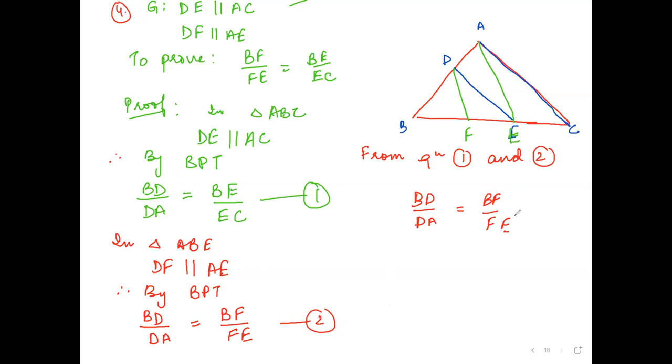Same equation number 2. But I want to combine equation 1 and 2. What is same in equation 1 and 2? Is there anything which is same? Yeah, the BD by DA. BD by DA is same. That means the left hand side of both the equations is same, so their right hand side is also same, isn't it? Yeah, so we will equate the right hand side.